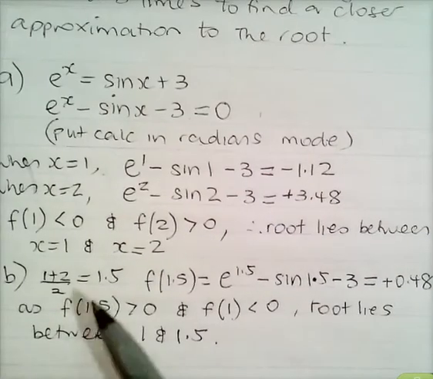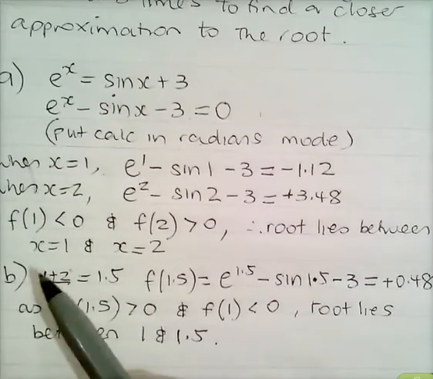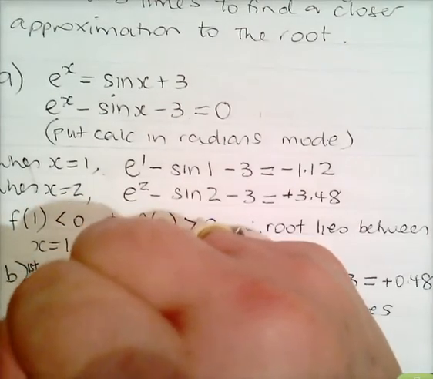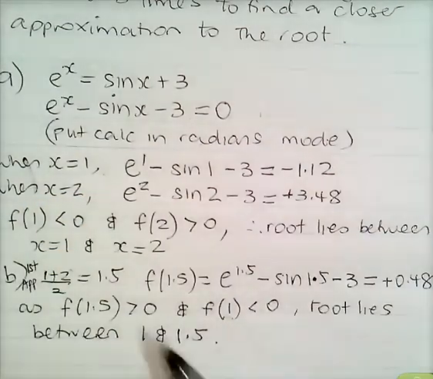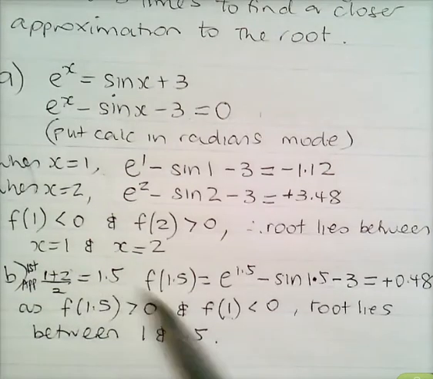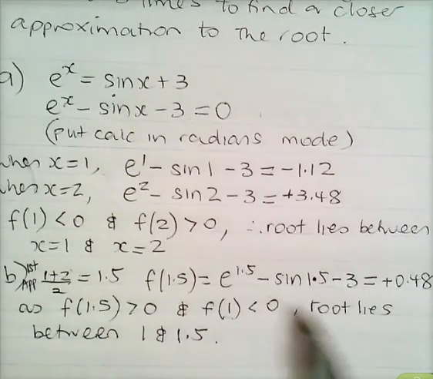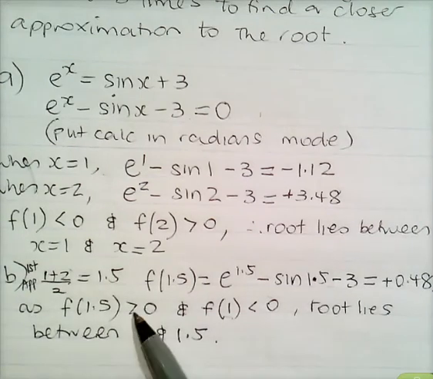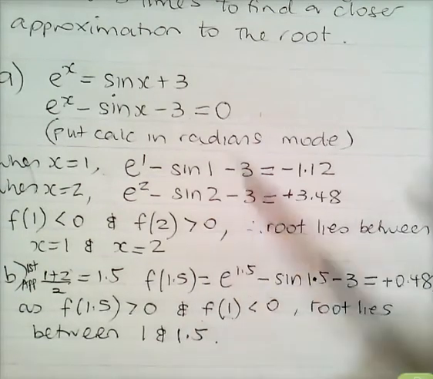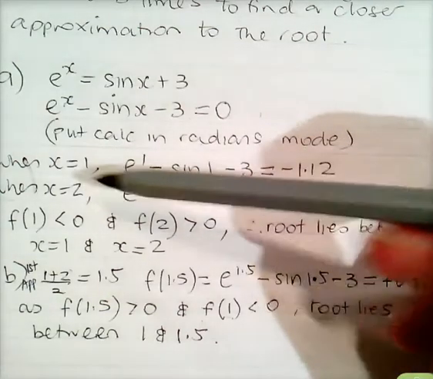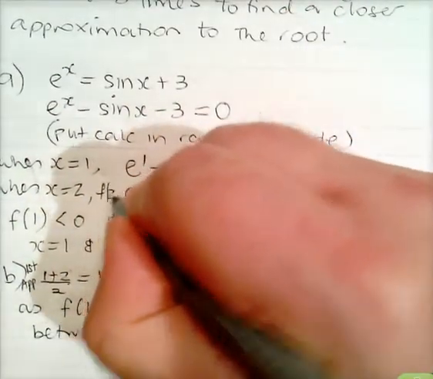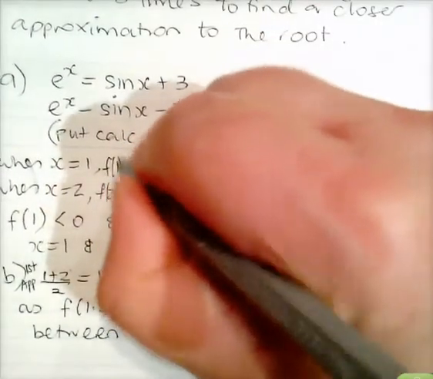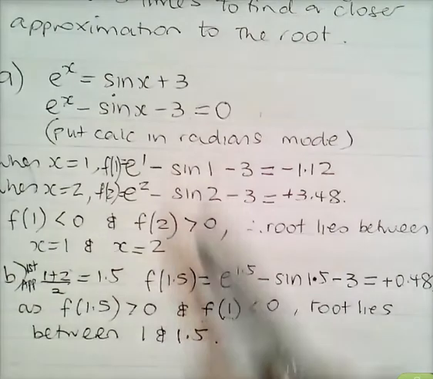Here's our first approximation. You should probably write that down. 1 plus 2 over 2 is 1.5. So the function of 1.5, I'm getting positive 0.48. Now, because the function of 1.5 is positive, we'll look back and see what the function of 2 is. The function of 2 is positive as well, so we can't use that. But the function of 1 is negative, so we'll compare it with that one.